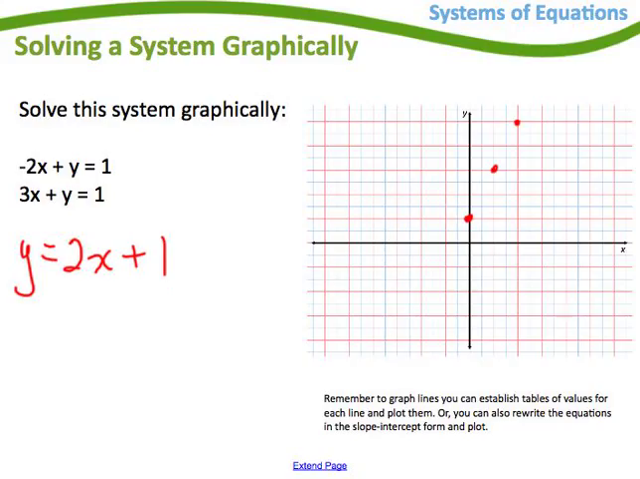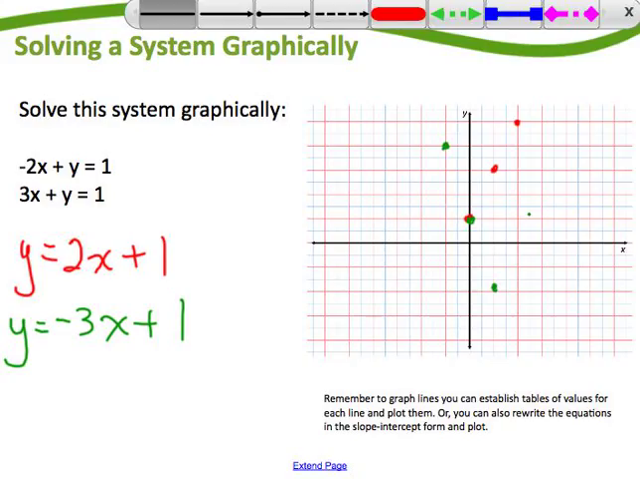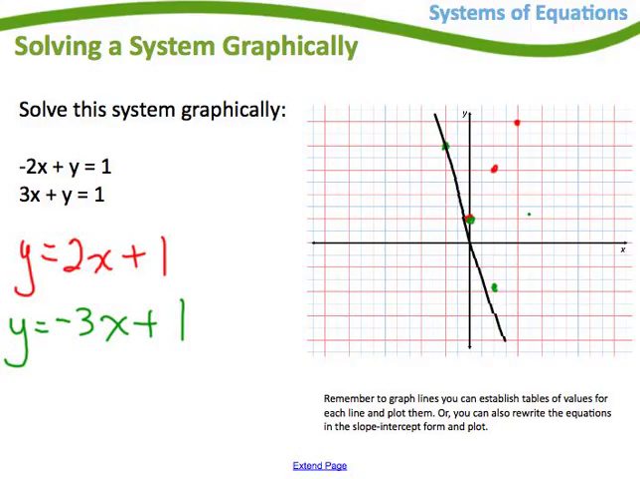Let's try the next one. Again, we'll move the 3x over to the other side. So I'll get y equals minus 3x plus 1. Oh, interesting. They both have the same y-intercept. So this one, my y-intercept is the same spot, right there. But this time my slope is minus 3 over 1, so I go up 3, 1, 2, 3, and over 1 this way. Or I could go down 3, 1, 2, 3, and over 1 the other way. So there are my two lines. One line is here, and my other line is there.